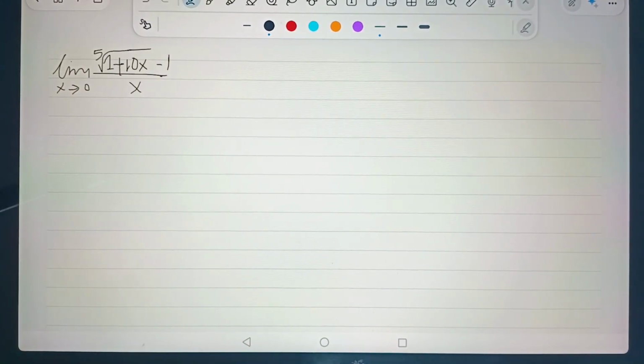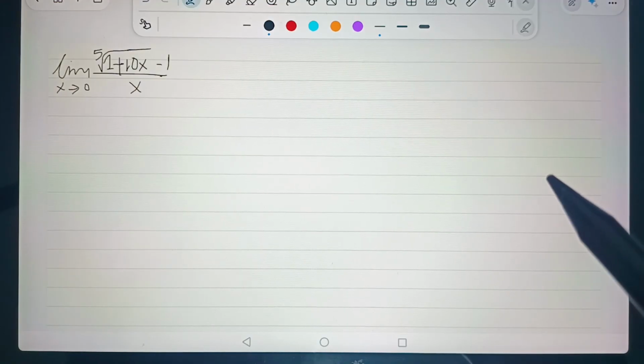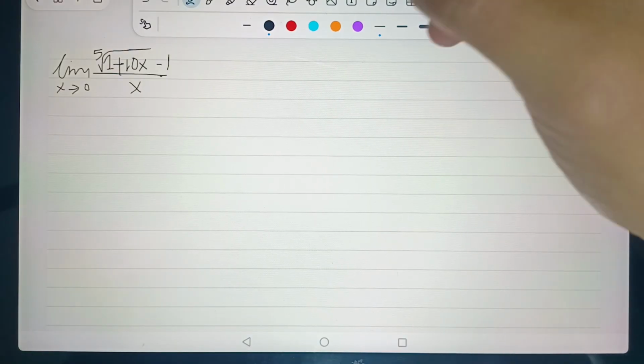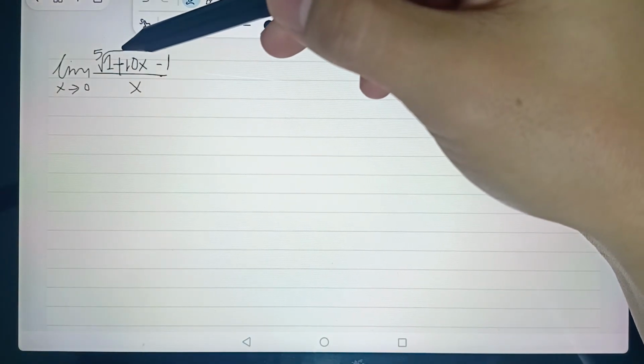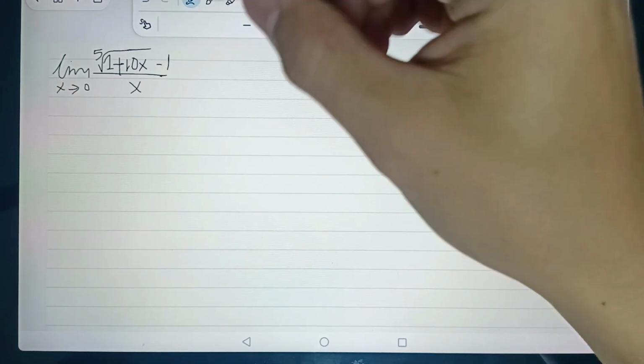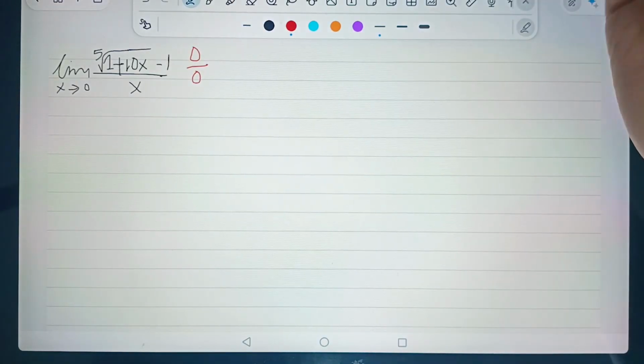So today we are going to be solving a limit: x approaching 0 of the fifth root of 1 plus 10x, minus 1, divided by x. So how do you solve this? First off, let's try substituting 0 into this limit, and we find out that the top will become 1 minus 1 divided by 0, which is 0 divided by 0. So our limit has this form 0 divided by 0, which is undefined.